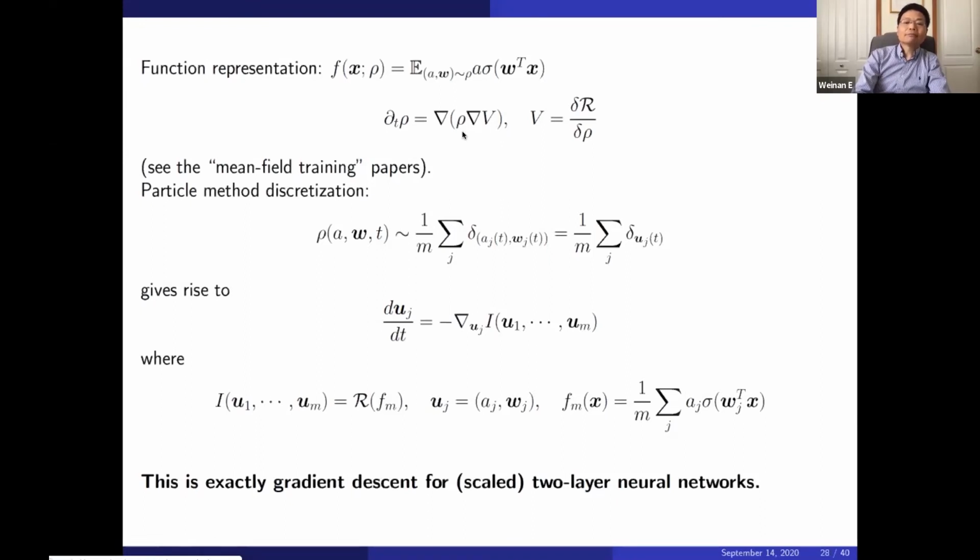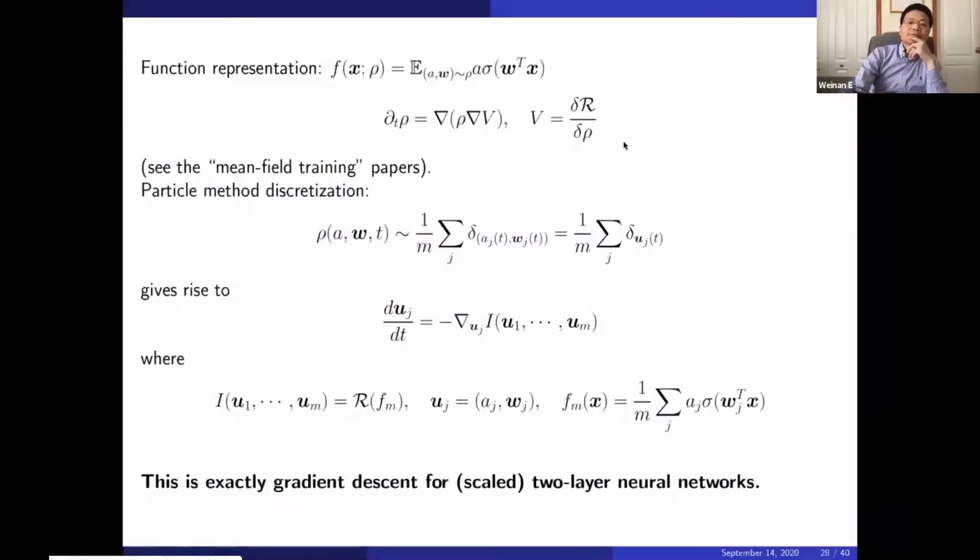Using the particle method. Particle method means we're going to replace this probability distribution by an empirical distribution centered on some particles. These particles, a_j and w_j, let's call that u_j. And the dynamics of the particles is going to be given by this equation. And the claim is that in this case, the solution rho is also an empirical distribution, with the u_j evolved by this gradient descent flow of a function which is exactly the same function as the population risk. So the gradient descent dynamics in 2-layer neural networks is the same as the continuous flow that we just formulated.